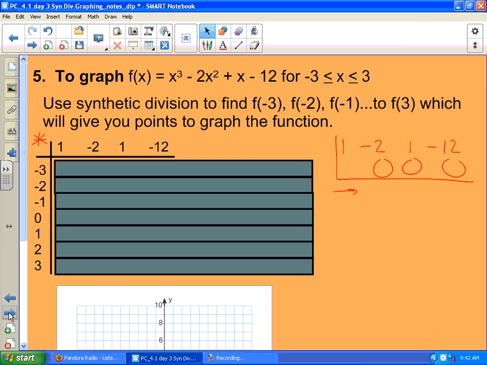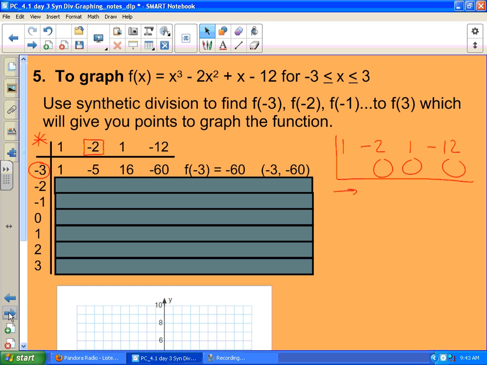So let's try it together. See if it makes sense. Instead of the synthetic division world, this one would drop. And then what would I do with the 1 and this negative 3? I'd multiply, and I'd get a negative 3. And that negative 3 would do what with this top negative 2? It would add. And so what number should be right there? A negative 5 should be there. And then a negative 5 times a negative 3 is a 15, and a 15 plus a 1 is a 16 right there. And then a 16 times a negative 3 is a negative 48. A negative 48 minus 12 is a negative 60. So there should be a negative 60 right here, which means that f of negative 3 should be equal to negative 60.